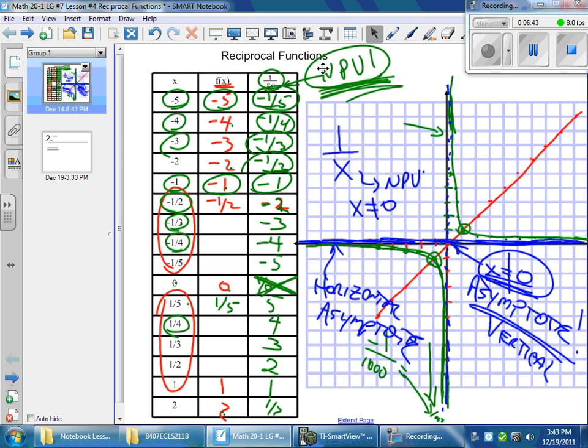A couple other things that you have to look at. Look what happens here. We know that these two dots are exactly the same. These are called invariant points. In other words, they're the same whether you do a reciprocal function or the normal graph. These 2 points will always be the same here.